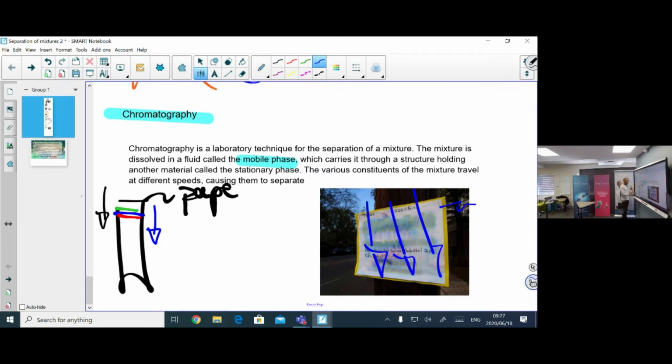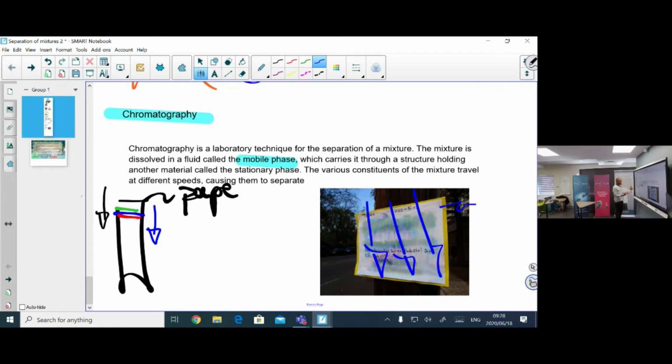Why do they run at different rates? They run at different rates because they react differently to this mobile phase or to this liquid that we are using. How do they react differently? They will dissolve into that liquid differently. They will carry through that liquid differently. How do they carry? Some will carry through the liquid more easily because of having smaller particles. Colors or inks will have different particle sizes.